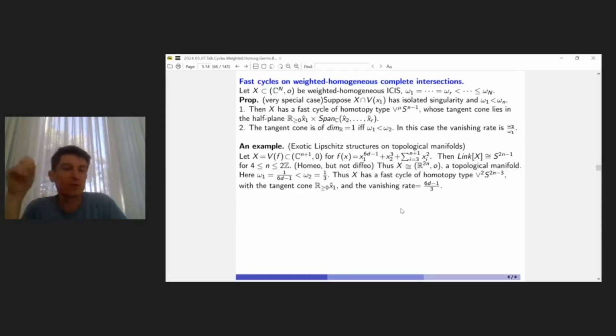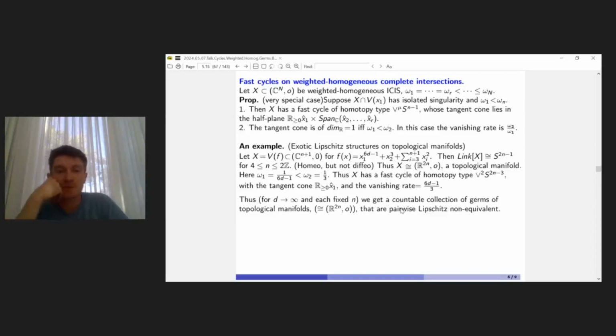And you see that for different D, we will get fast cycles with different vanishing rates. So for each fixed n, if we send D to infinity, we will get a countable collection of germs of topological manifolds. Topologically they are all the same, R^n, but they are pairwise Lipschitz non-equivalent. And this is a very simple example.